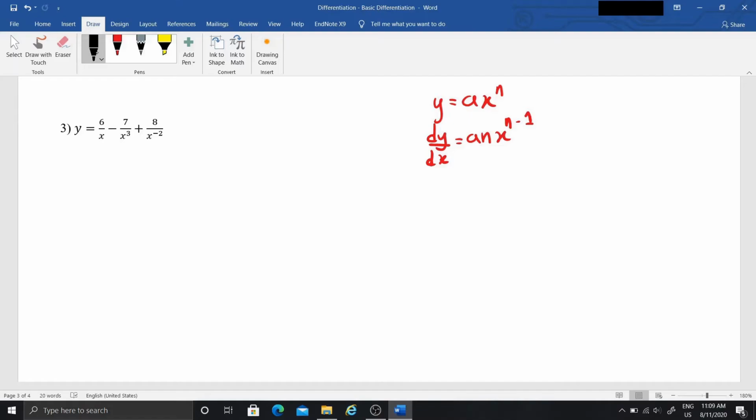So we have these functions and these terms. However, they do not make the form of ax to the power of n. This is not a straightforward function to differentiate. Therefore, we need to modify this function to give us this form. To do that, let's write down the main equation.